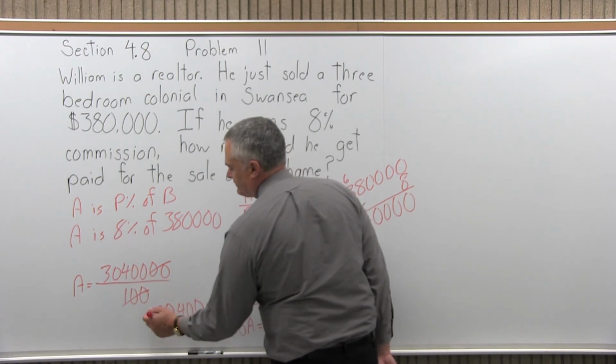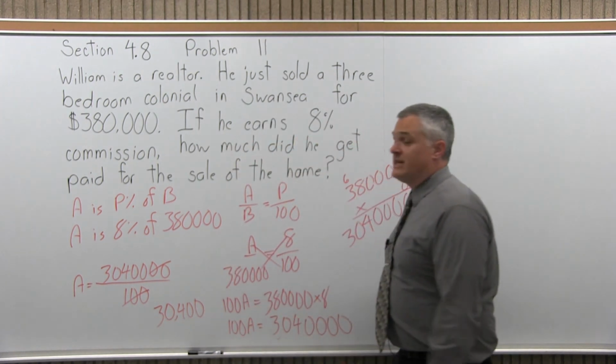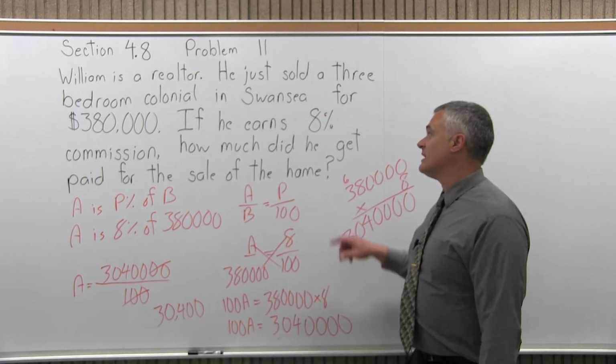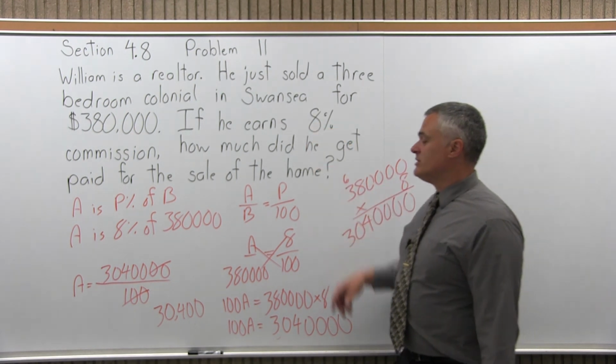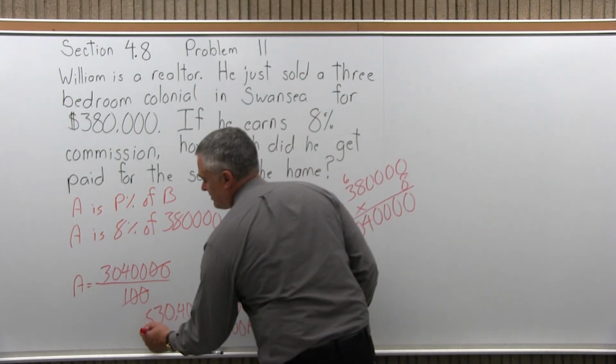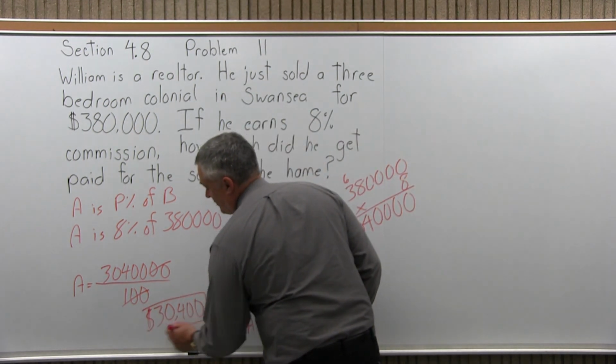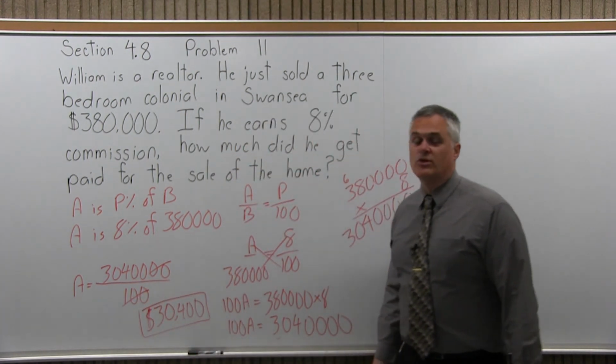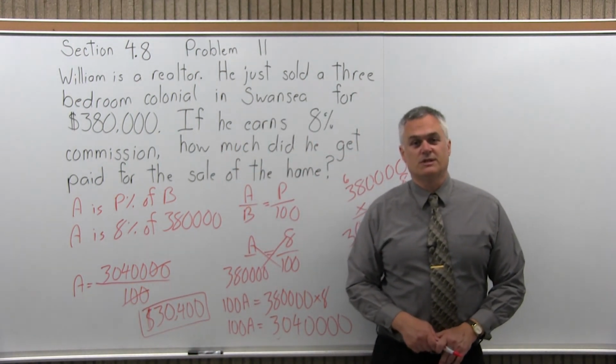30,400. So what is that answer? That's the commission on selling a $380,000 home if the realtor earns an 8% commission. So over $30,000, $30,400 is earned by the realtor for the sale of that home.